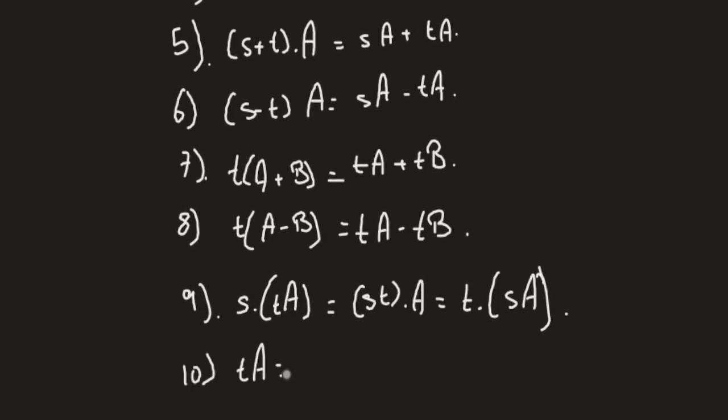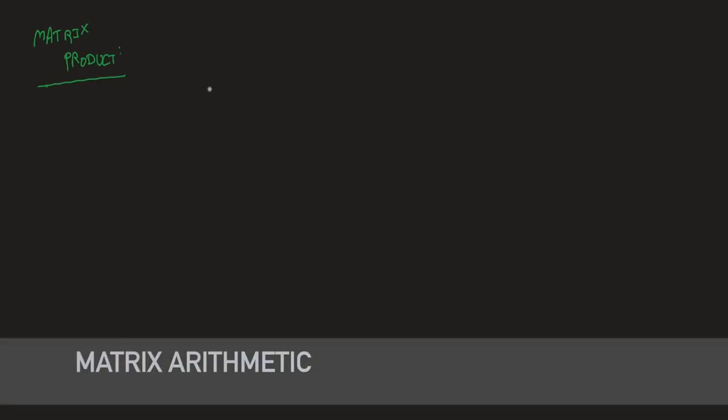Ta is 0 implies, of course, that either t is the usual 0, the 0 real number, or A is the 0 matrix. Now let's talk about matrix product.